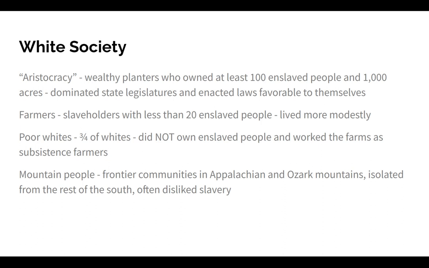And finally, at the very edges of Southern society, you have frontier communities. You have the mountain people. Frontier communities in places like the Appalachian and the Ozark Mountains. These were areas that were very isolated from the rest of the South, and they could have mixed opinions on slavery, but often they actually disliked slavery. Sometimes they saw it as competition for jobs. So they were not all for slavery in these communities.